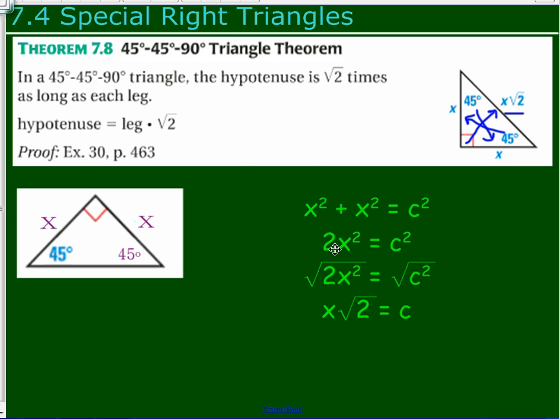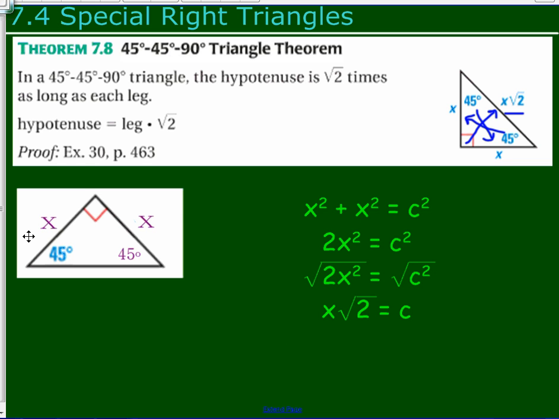Using the Pythagorean theorem, you can actually solve this. So in this case, we have x squared plus x squared equals c squared. Combine those two, find the square root, and that's where we get this idea from.